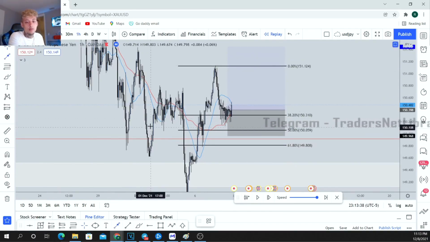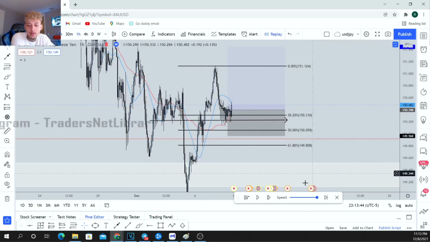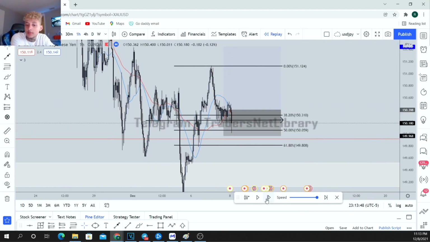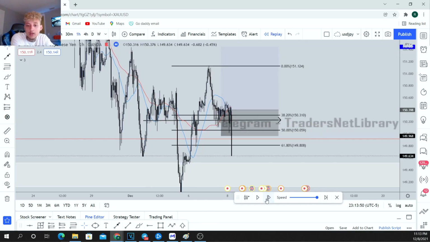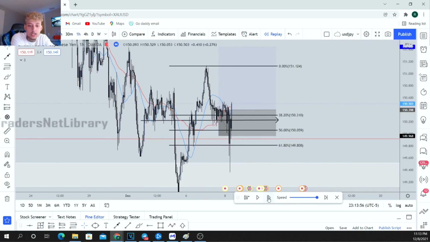But notice how I'm going to draw this black line. There's support all throughout here. So I'm placing my stop loss under support and under the 50%. But sometimes there's going to be big stop hunts. And that's exactly what happened here. This was a very big stop hunt. Price came down, grabbed liquidity, and immediately rejected.